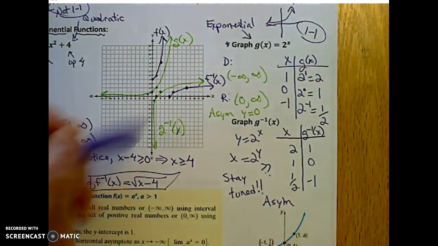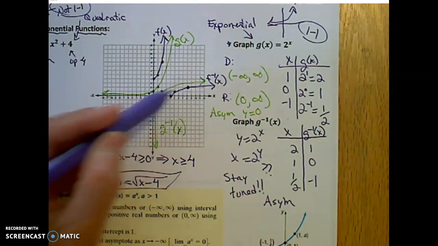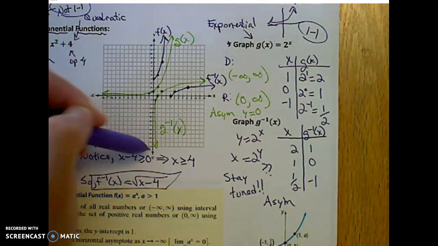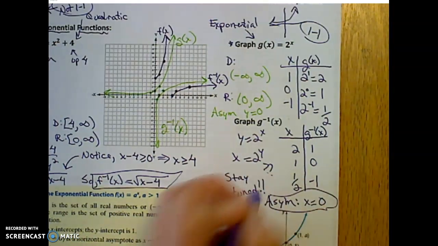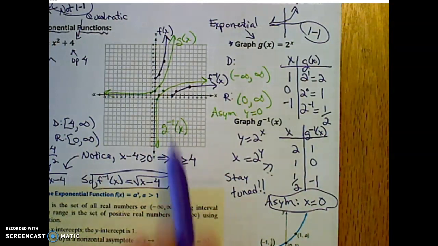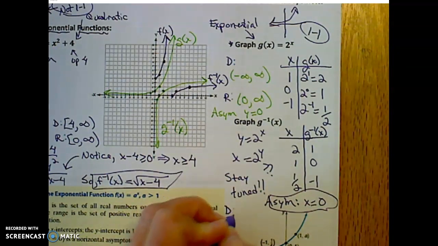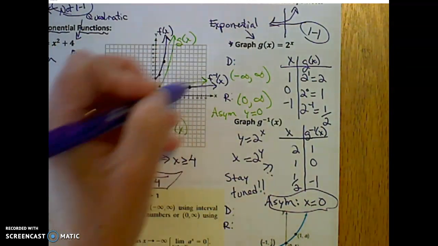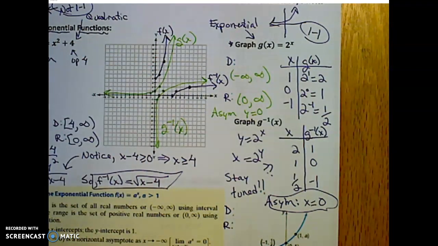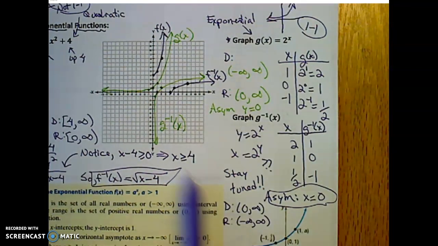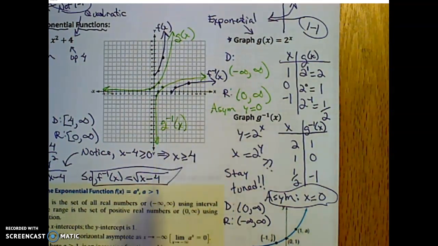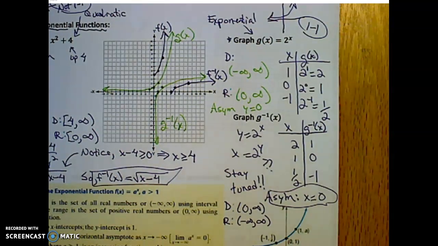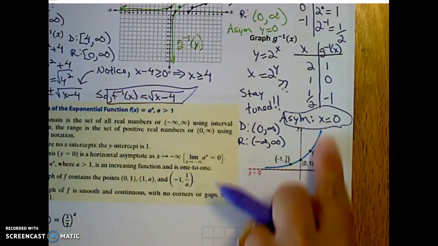Notice the asymptote for this new inverse function. Now I have a vertical asymptote, and a vertical asymptote is always an x equals. You can state the domain and range also. That would be helpful. I'll pause while you state the domain and range of that inverse function. Notice now my domain starts at 0 and goes to the right, but my range includes all real numbers from negative infinity to infinity.